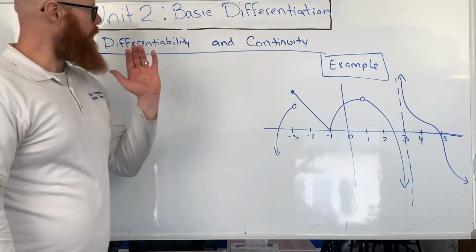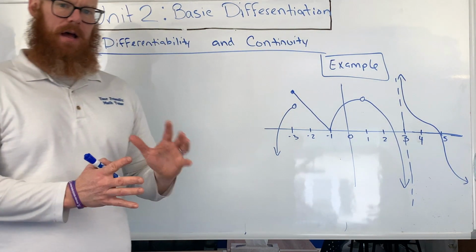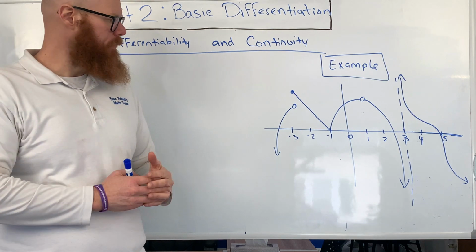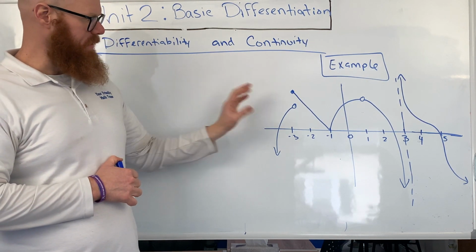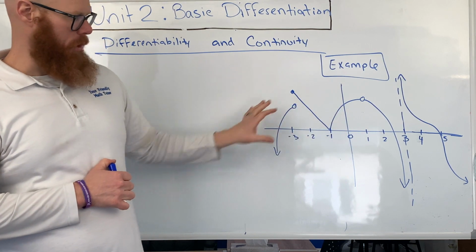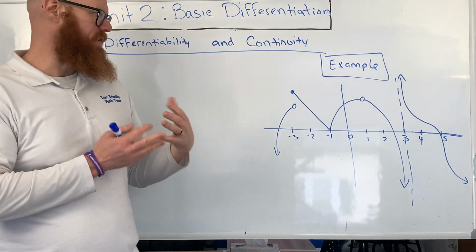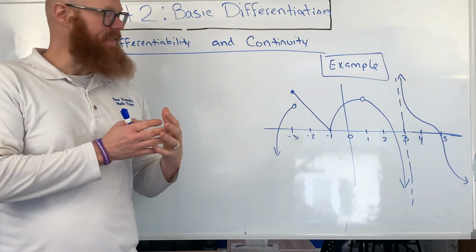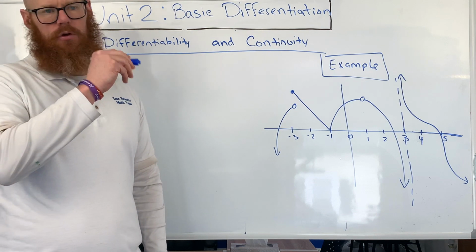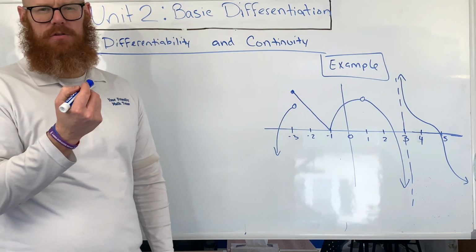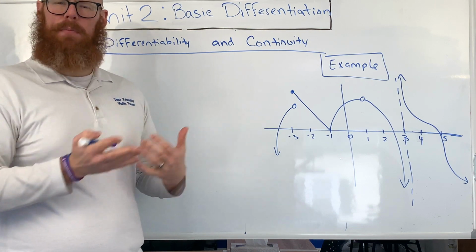So the next thing we're going to talk about is the idea of differentiability and continuity. We talked about continuity in Unit 1, and eventually we'll get to an example where we find the points where something is differentiable and where it's continuous. We talked about last week that continuous means if you draw the graph, anywhere you would have to lift up your pen or pencil, it won't be continuous.